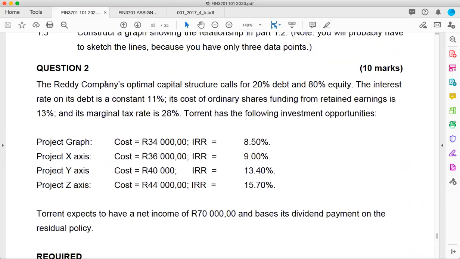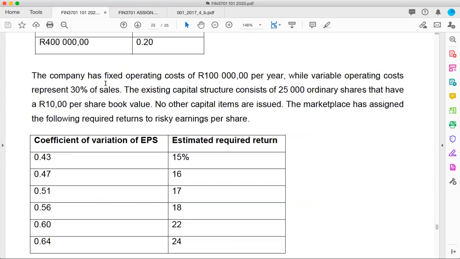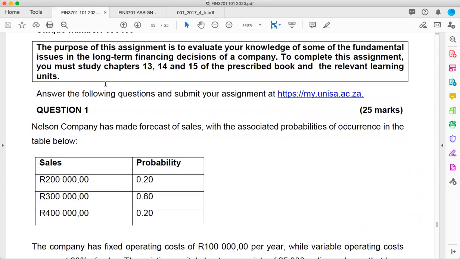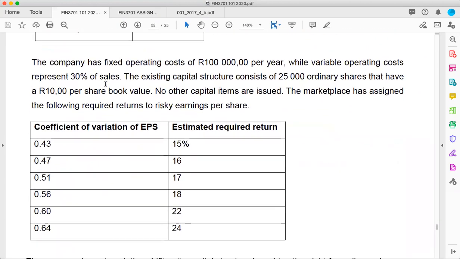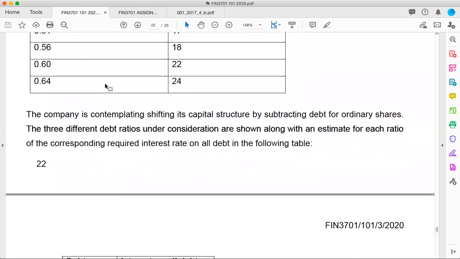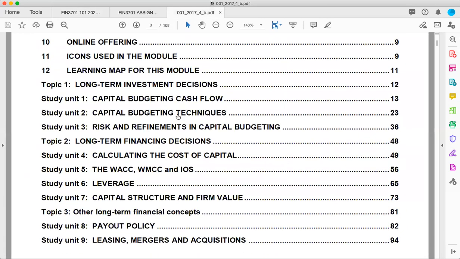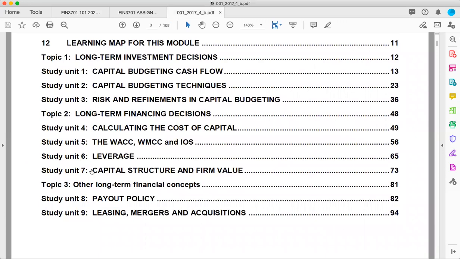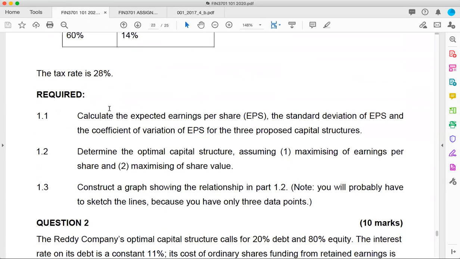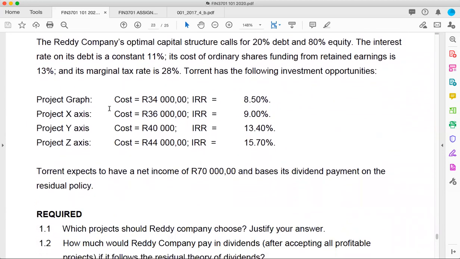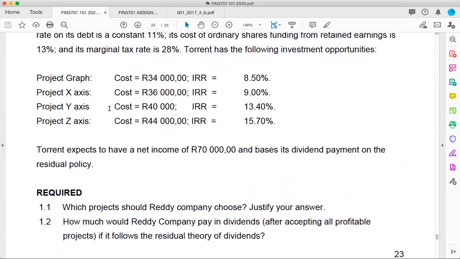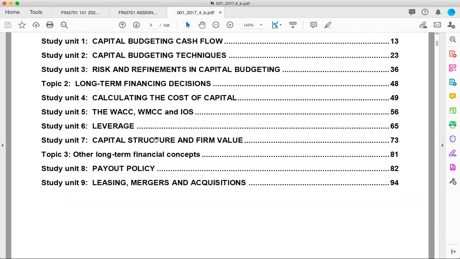The first question just touches on trying to compare different capital structures, and it's based on study unit 7 from the study guide. Question 2 is based on the residual policy of dividends, which is a very common policy to be asked in this module, and it's based on study unit 8.